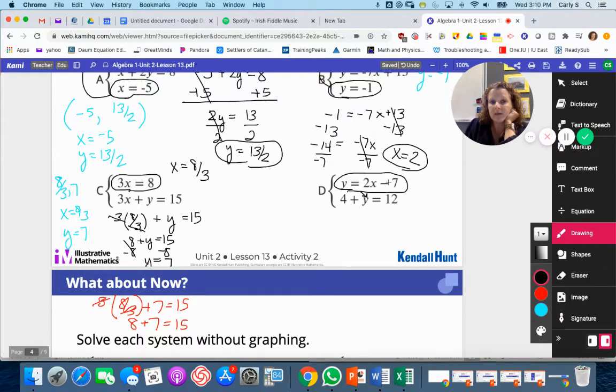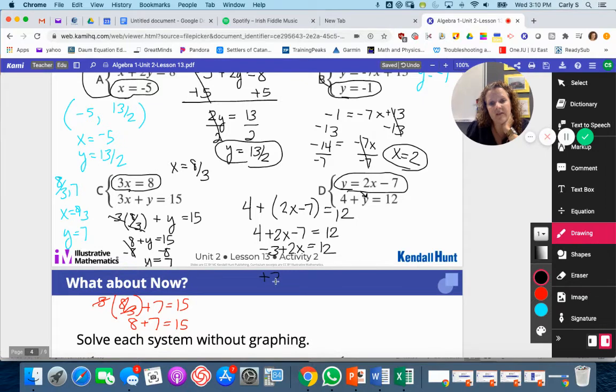So I know y equals 2x minus 7, so let's do 4 plus, instead of y, I'm going to write 2x minus 7 equals 12. Now I don't have to do any work with the parentheses, so I can just take the parentheses down. 4 plus 2x minus 7 equals 12. Negative 3 plus 2x equals 12.